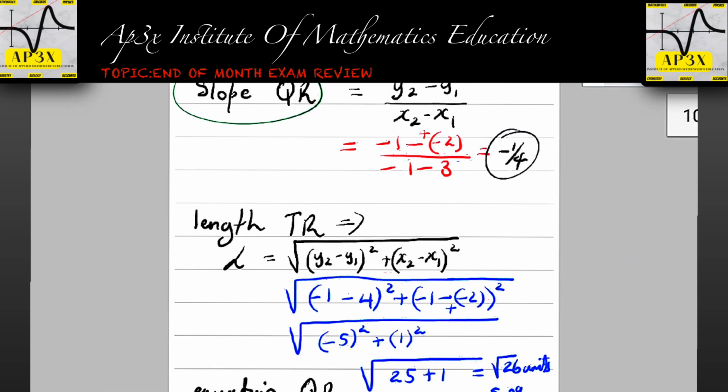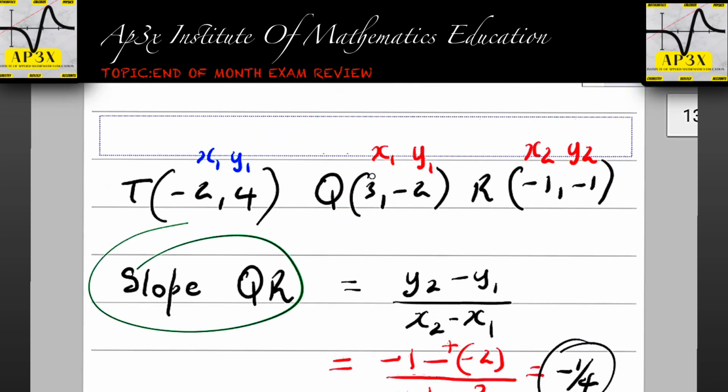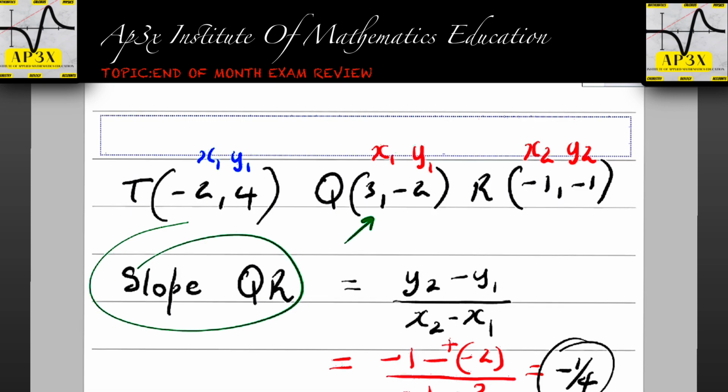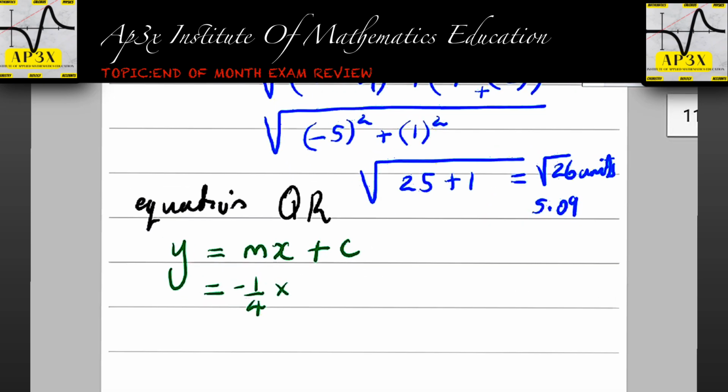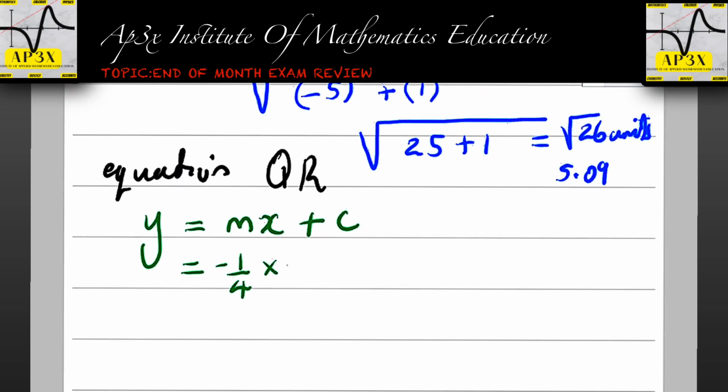Looking at Q and R, we can use either the bracket Q or the bracket R. It's up to you. I'm going to use the bracket R just for the purpose of exercising. Normally, I would recommend that you use the first bracket, but let us use the second bracket and see what happens. We're going to get the same answer. So we're using minus 1 as our y2 and minus 1 as our x2 as well. So x here is minus 1, and y here is also minus 1.